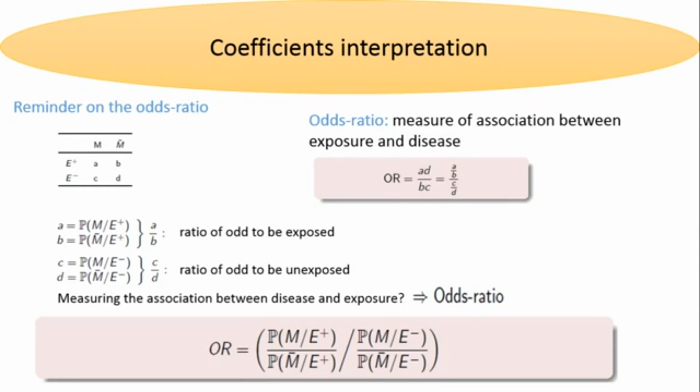that are sick and the exposed persons that are not sick. And the odd of unexposed is the ratio between the probability of non-exposed that are sick and non-exposed that are not sick.